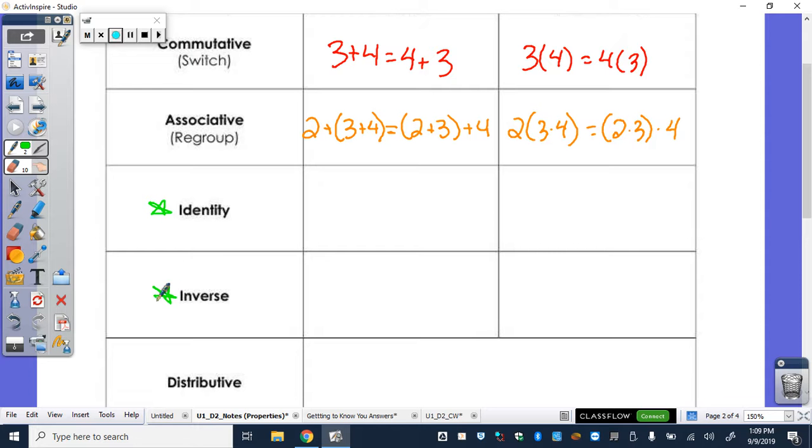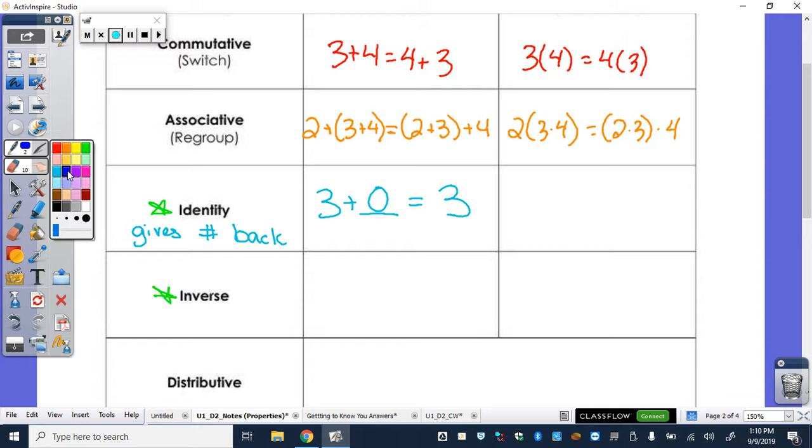I like to put stars on identity and inverse because these are the ones that people tend to get confused most. So your identity is what gives you the number back, and that'll make sense when I give my examples. So for addition, what number when added to 3 would give me a 3 still? 0. So what we say is 0 is the identity element.